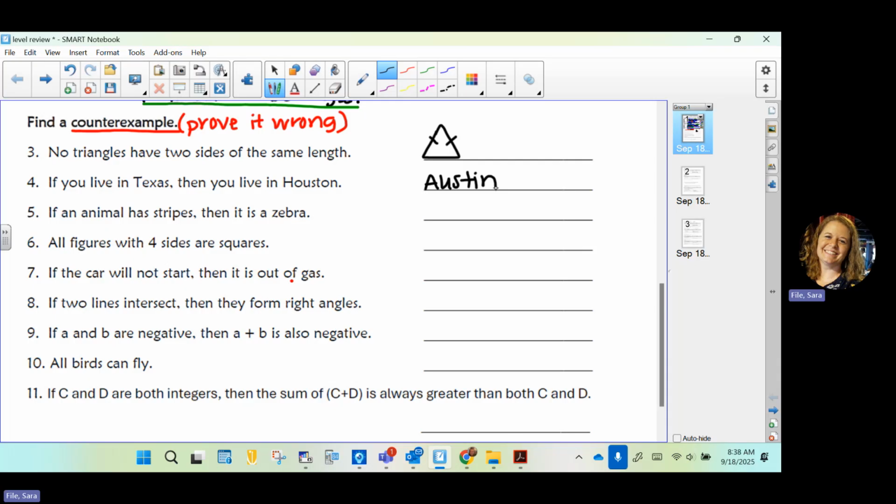Number 5, if an animal has stripes, then it is a zebra. Could be a tiger, good. Could be your house cat, whatever. Any animal that has stripes would work.